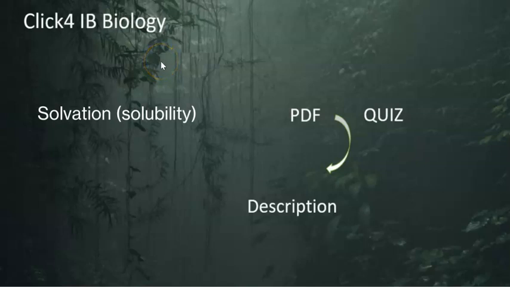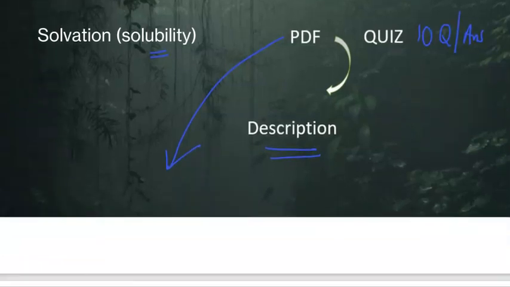Click for IB Biology. Our topic is solvation, the action of water acting as the solvent in biological situations, or solubility. You may prefer to think of this as looking at solubility. There's a blank PDF of this presentation down in the description, along with 10 questions with answers that you can use to check your progress.